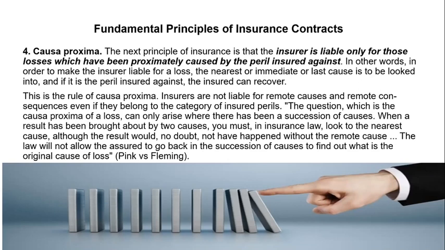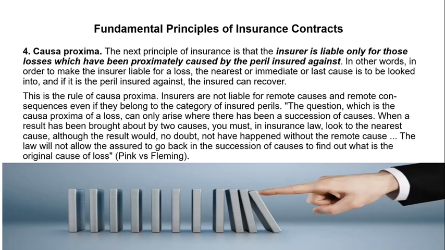The insurers are not liable for remote causes and remote consequences, even if they belong to the category of insured peril. The question, which is the causa proxima of the loss, can only arise where there has been a succession of causes. When a result has been brought about by two causes, you must, in insurance law, look to the nearest cause, although the results would no doubt not have happened without the remote cause.